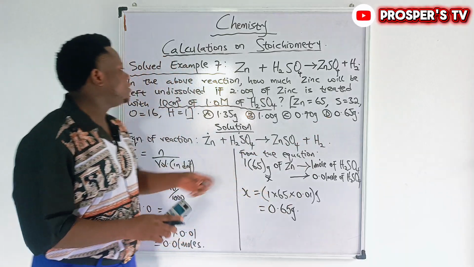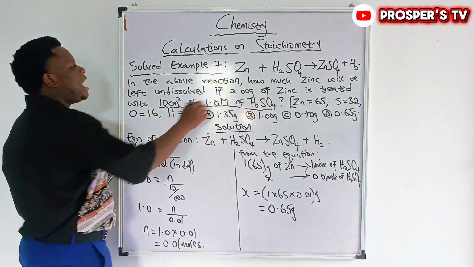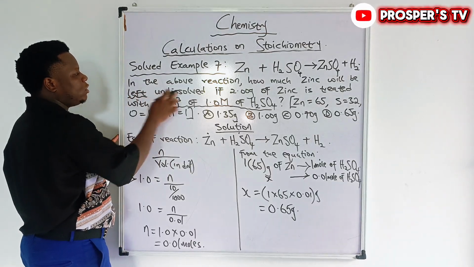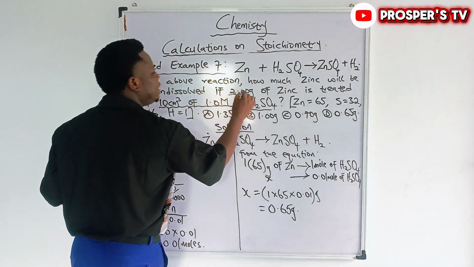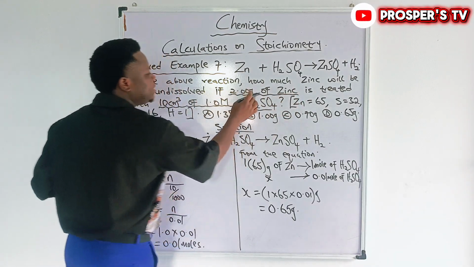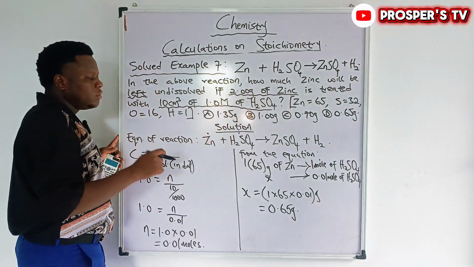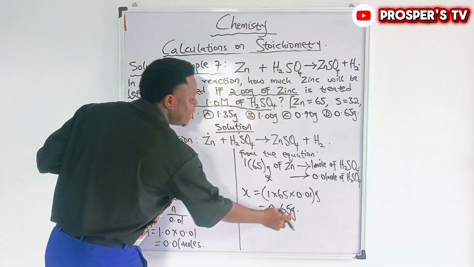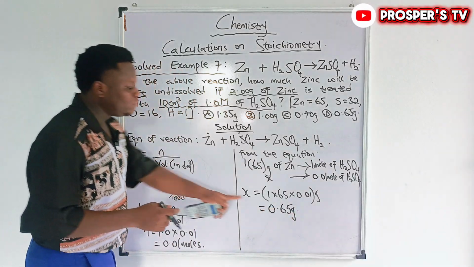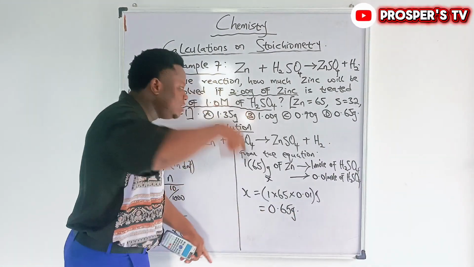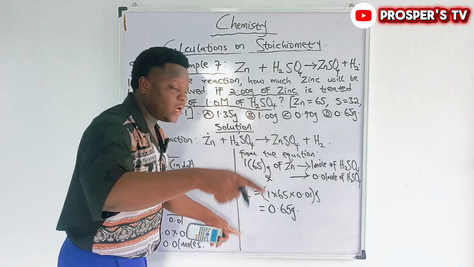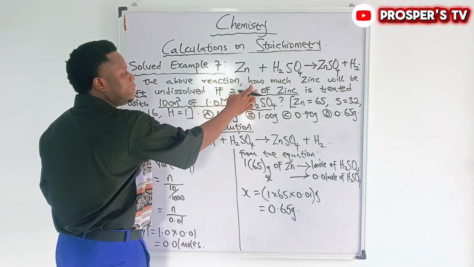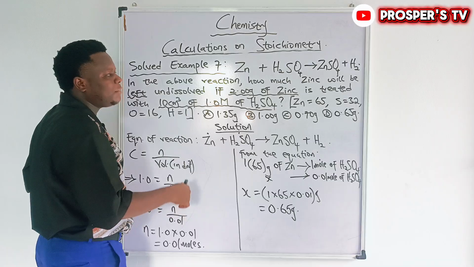Now, you need to understand the question. The question says, how much zinc will be left undissolved if you actually react 2.0 grams of zinc? We have discovered that in this reaction, we just need 0.65 grams of zinc to react. This represents the amount of zinc that is needed to perform the reaction. But then we supplied a total of what? 2 grams of zinc. So we have excess of zinc.